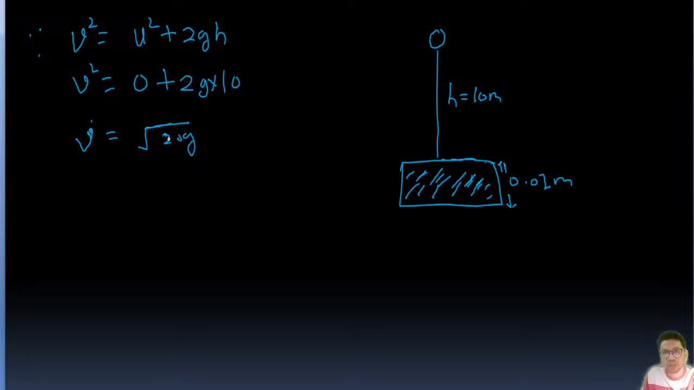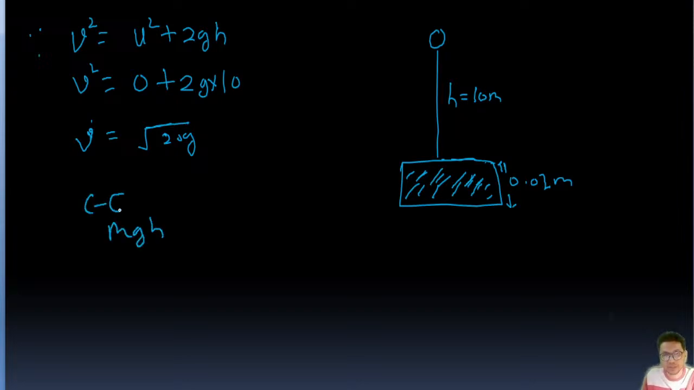The same thing we can also find out by conservation of energy as well. Conservation of energy means the potential energy at the top is going to be equal to the kinetic energy just before hitting the cushion. From there also we can find out. I'll show you, like mgh, conservation of energy.